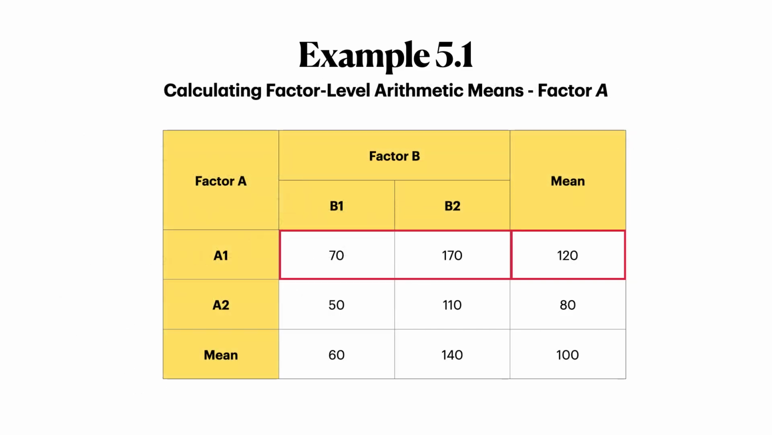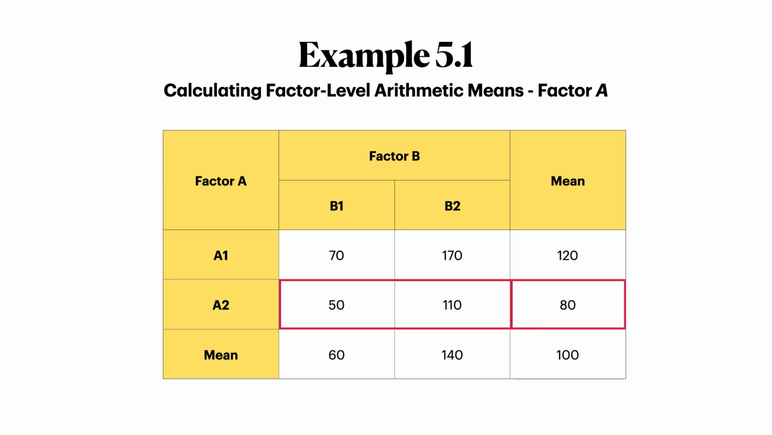All right, and so here we see the two calculations. Mu bar 1 dot, which is the mean for the row corresponding to A1, is 120. We're averaging the values 70 and 170. And then mu bar 2 dot is the mean of the treatment combinations in the row labeled A2, the second level of factor A. Those values are 50 and 110, and their average is 80.